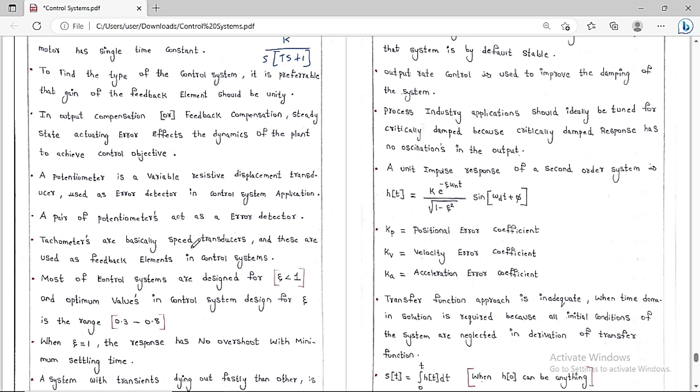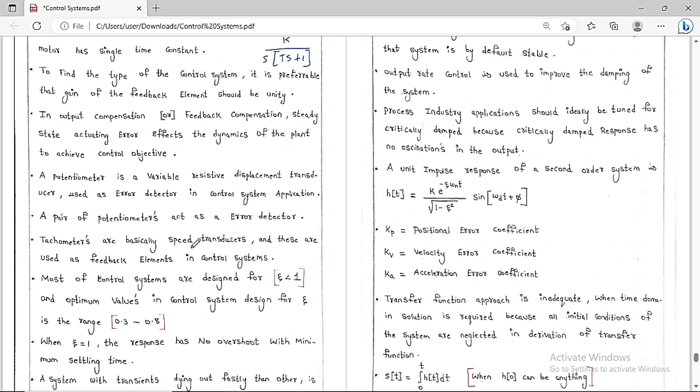The tachometer is a transducer because the input is the mechanical or rotational speed and the output is a DC voltage. So we convert a physical quantity to an electrical quantity, which is why we say it is a transducer. It limits the speed of the motor and is used as a feedback element in control systems. So finally, tachometers are speed transducers used as feedback elements in control systems.